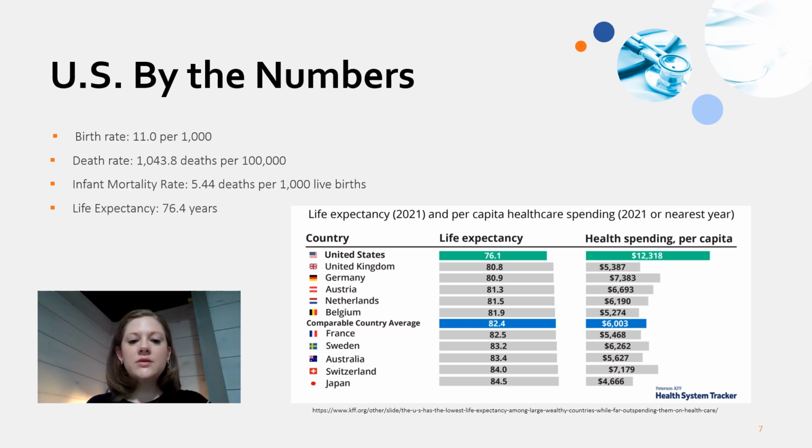The birth rate in the U.S. is 11 per 1,000, with a death rate of 1,043.8 deaths per 100,000, an infant mortality rate of 5.44 deaths per 1,000 live births, and a life expectancy of 76.4 years. This graphic illustrates the life expectancy at a different time, but still the correlation remains of a huge amount of healthcare spending with a less than average life expectancy.